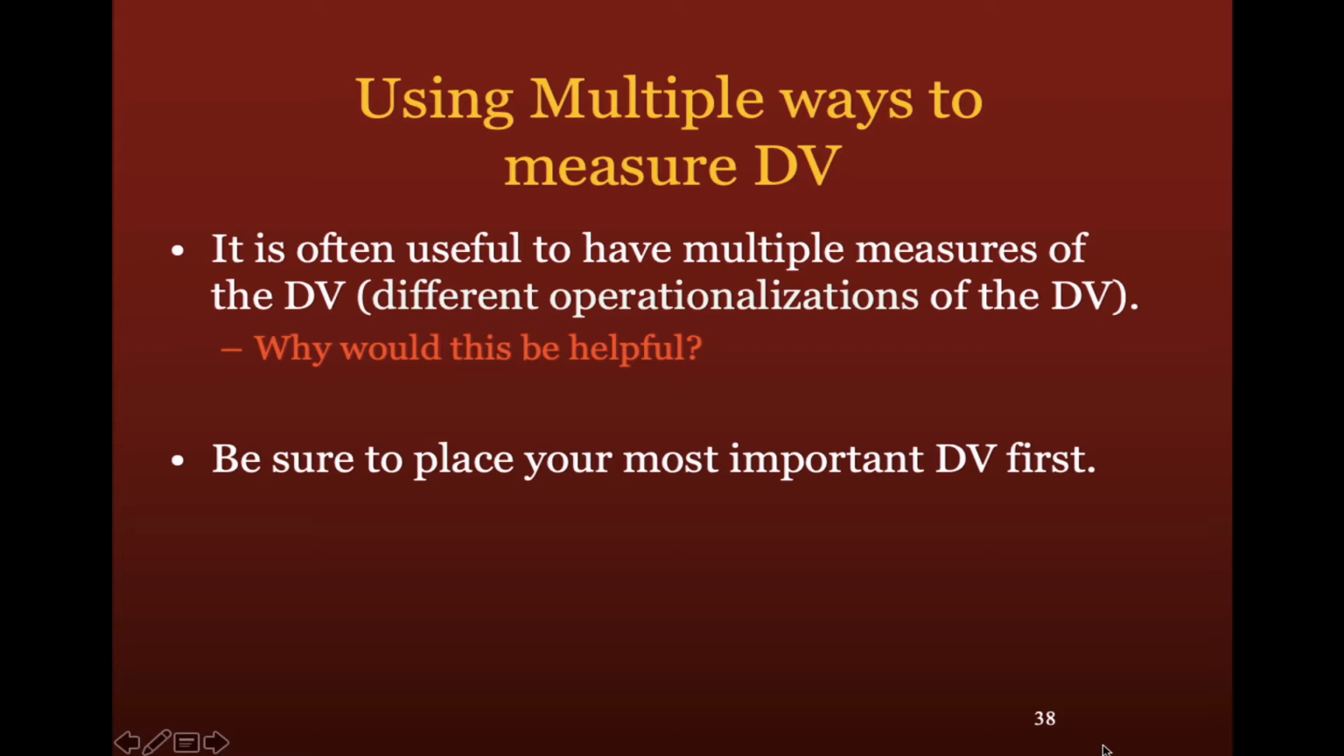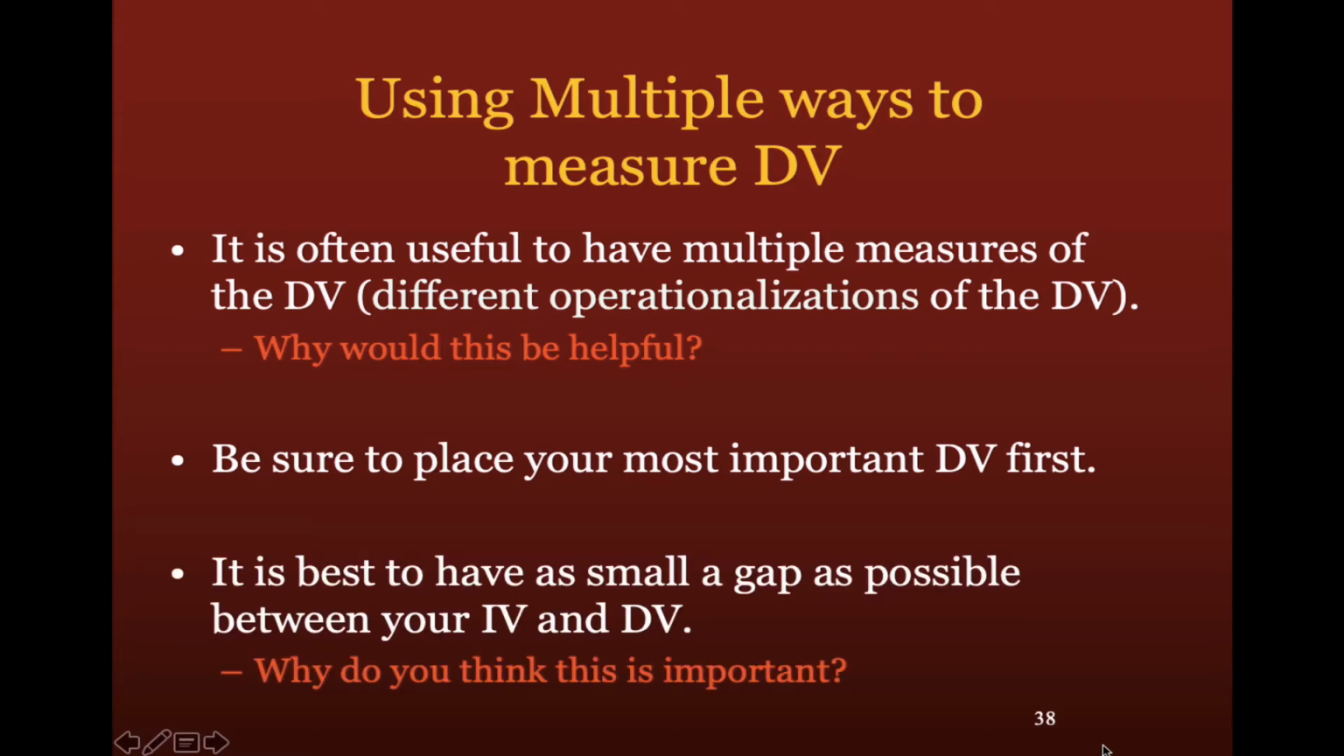That being said, it's important to put the dependent variable that you care about the most first, because you want to make sure that there's nothing happening in between your manipulation of the independent variable and your measurement of your important dependent variable. You wouldn't want to have other variables in between them, because they may weaken the effect of the independent variable on your dependent variable. And you don't want to have a long gap in time between when you manipulate the independent variable and when you measure the dependent variable, because that time might also weaken the effect of that independent variable.